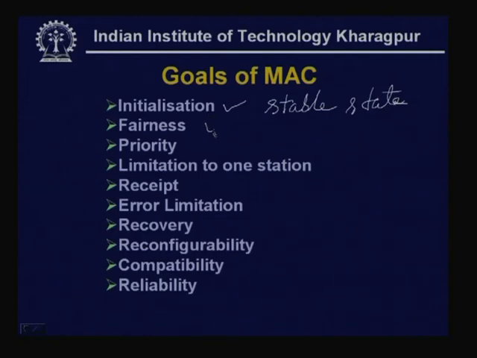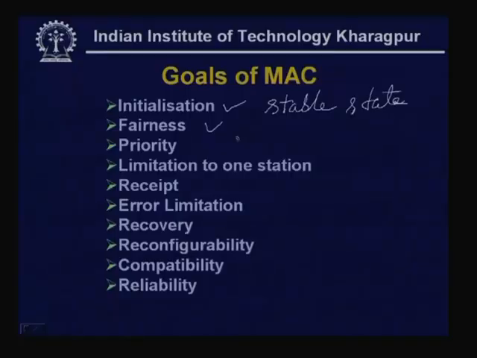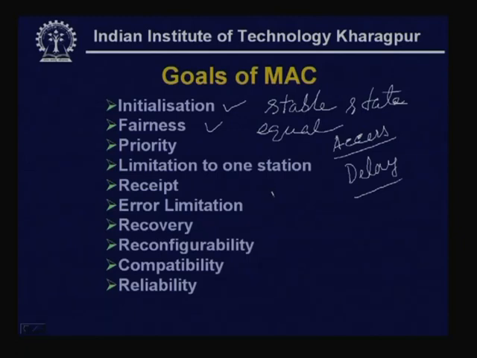Second is fairness. We have seen that you have a number of stations trying to send data through a shared medium. Obviously, each and every node has to be given equal opportunity. By that we mean the time provided to each station for access has to be fixed, and the delay, that means the time each station has to wait, should also be the same for each and every station. This is your fairness, which has to be guaranteed by the medium access control techniques.